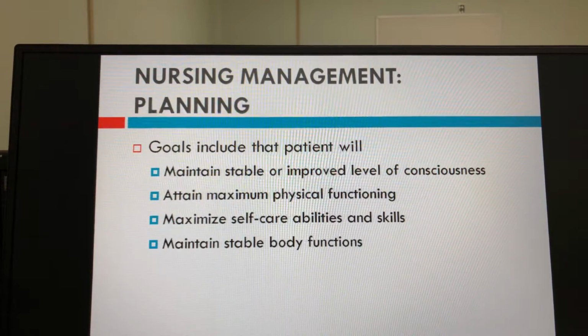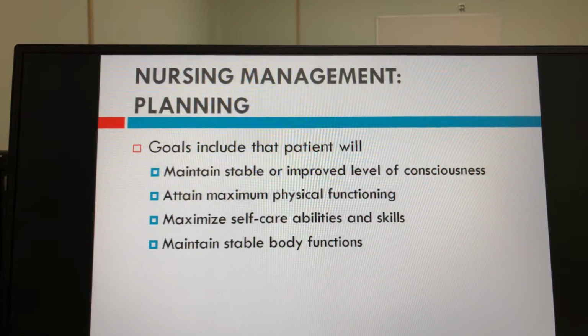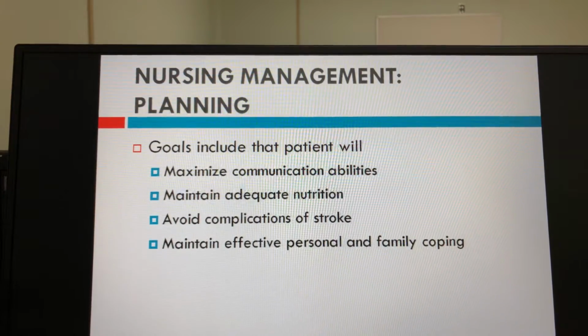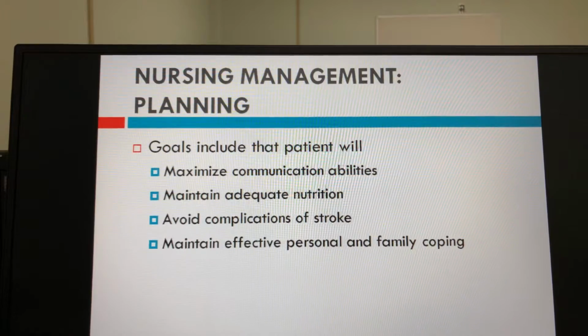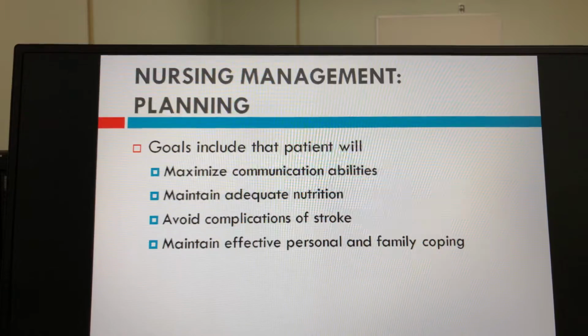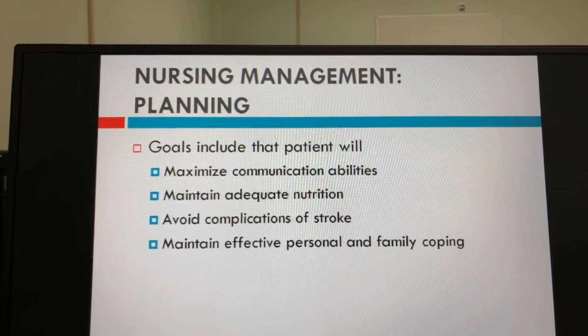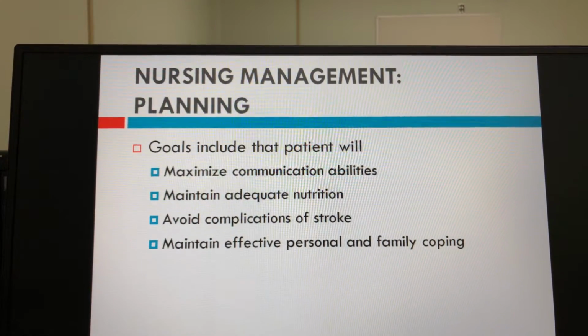So other goals, I read those, I'm sorry. I did. It took up a couple slides, and I just read through all of them off of my notes. I apologize. I didn't flip over to this, but this was the last 4 that I said. That's 5, 6, 7, and 8. To maximize the communication abilities, maintain adequate nutrition, avoid complications of the stroke, and maintain effective personal and family coping.